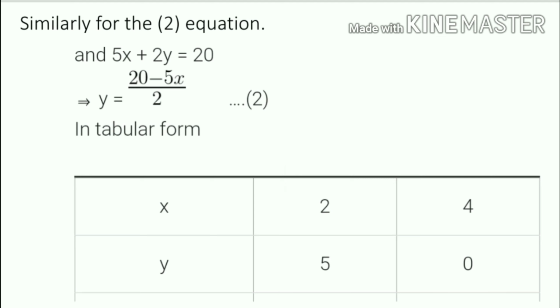Now the same for the second equation, it was 5x plus 2y is equal to 20. So we will transpose it first. So that is 2y is equal to 20 minus 5x, and 2 is the coefficient of y, so y is equal to (20 minus 5x) upon 2. Same thing again, in place of x let x is equal to 2, so we will get y is equal to 5. Similarly, when we put x is equal to 4, we will get y is equal to 0. So again we have got two coordinates, 2 comma 5 and 4 comma 0. Now these coordinates we will represent on the graph.